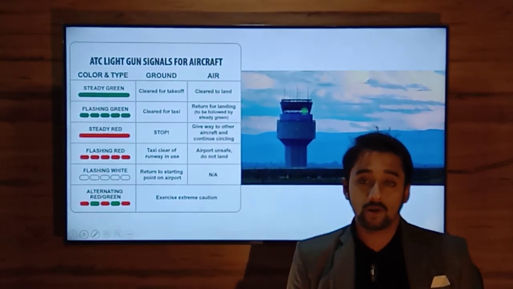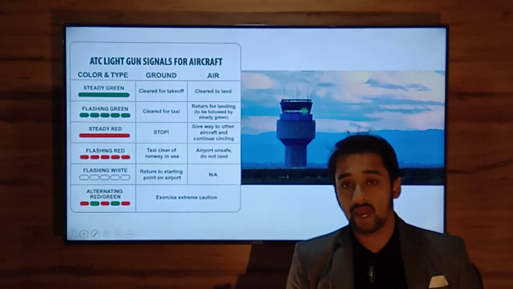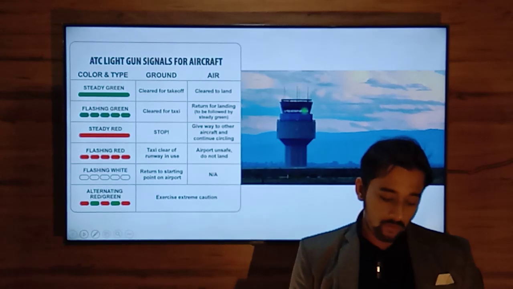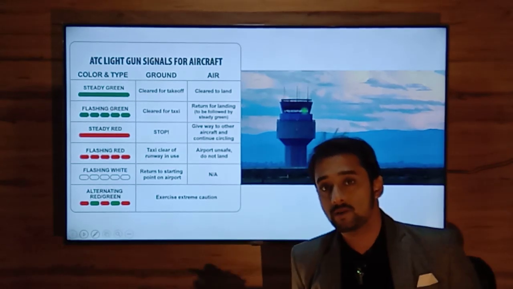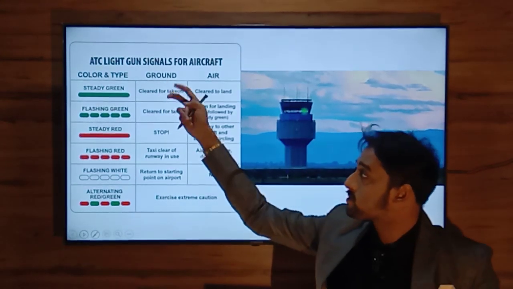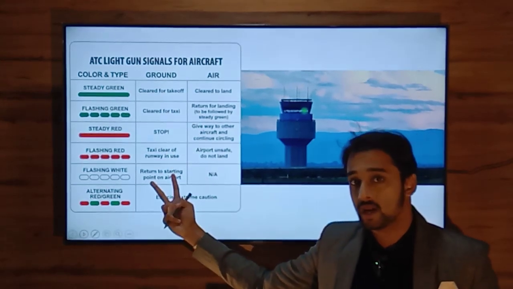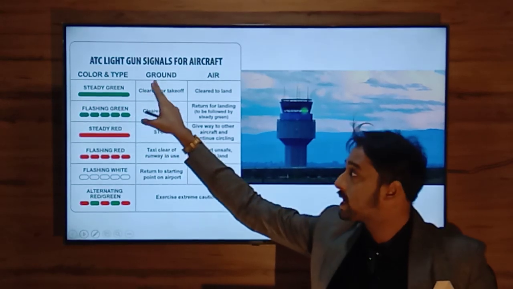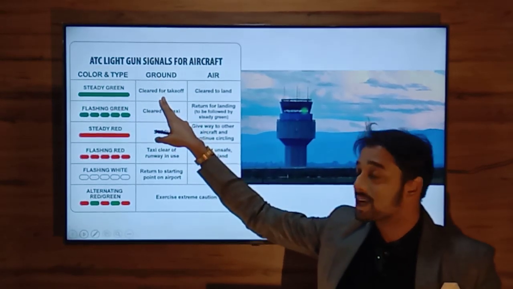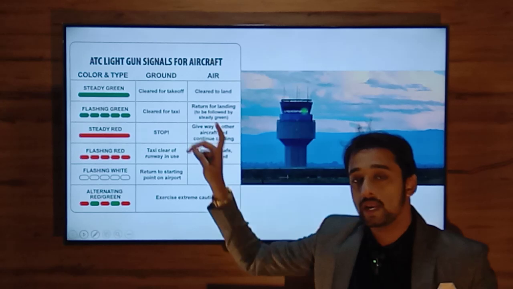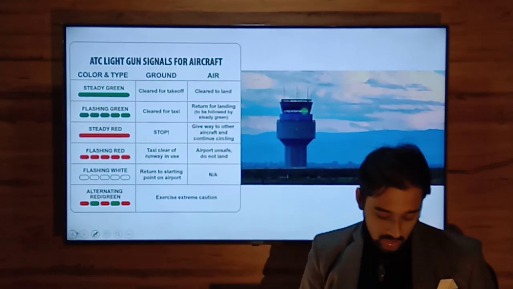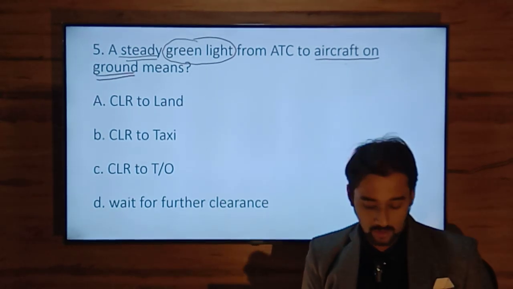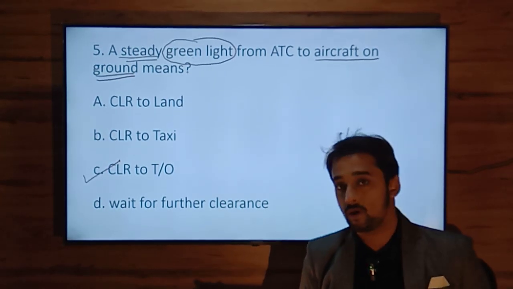Okay, this question can also be asked in airline interviews or airline written exams, so this is a very important question. With respect to this question, we are on the ground, so focus on the ground column. When you get a steady green light from ATC and you are on the ground, that means you are cleared for takeoff. So the correct option will be green light on aircraft on ground, cleared for takeoff.